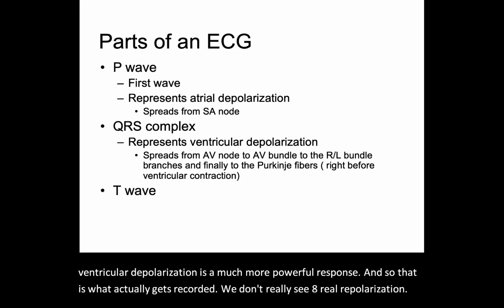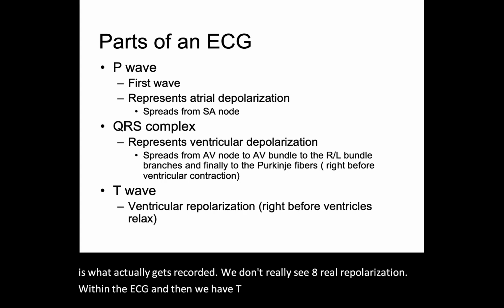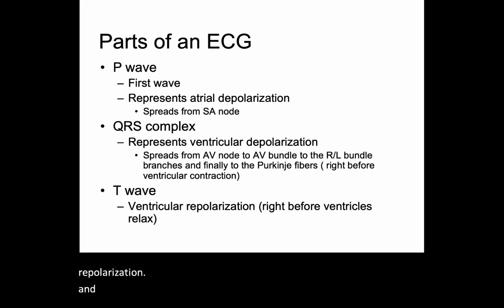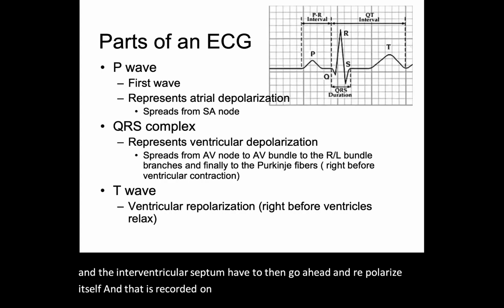We don't really see atrial repolarization within the EKG. And then we have the T wave, and the T wave is ventricular repolarization. And so the muscle within the ventricles, the muscles within the myocardium and the interventricular septum, have to then go ahead and repolarize itself. And that is recorded on the EKG. And so that's what you're seeing right here.